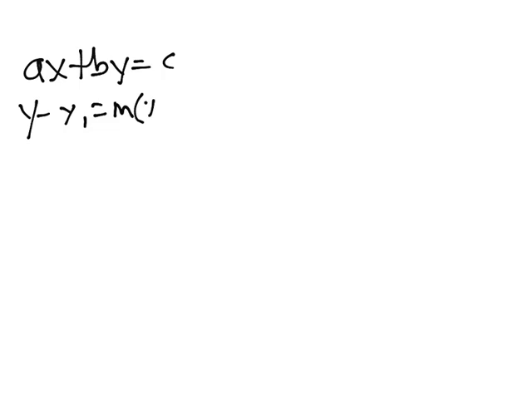Okay, so we have three forms. Ax plus by equals c. Y minus y1 equals m times x minus x1. And y equals mx plus b. Three different ways to say the exact same information to get an equation of any line. I personally don't care which form you use.